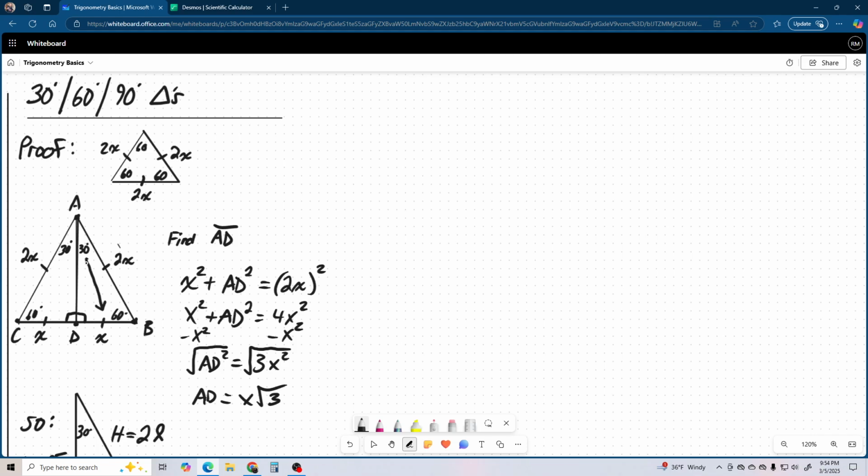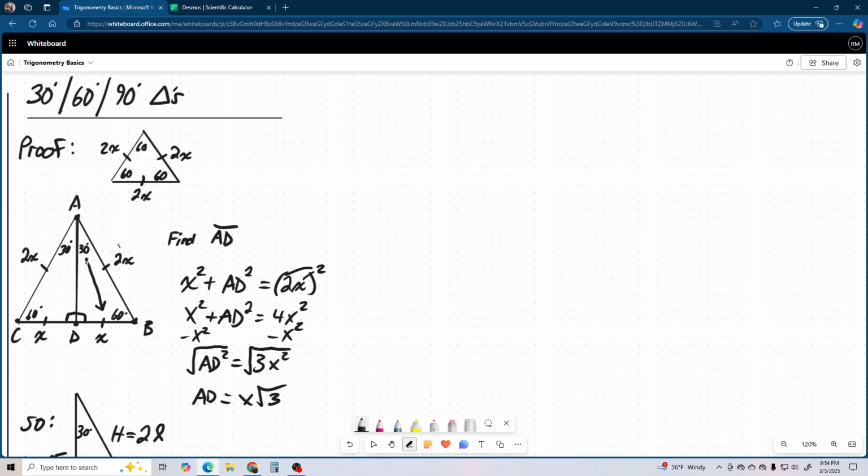So we have x squared, plus AD squared, this other leg, equals the quantity 2x squared. First, let's distribute this exponent. We'll have 4, because 2 squared and x squared. So 4x squared equals x squared plus AD squared. Let's subtract x squared from both sides. That gives us AD squared equals 3x squared.